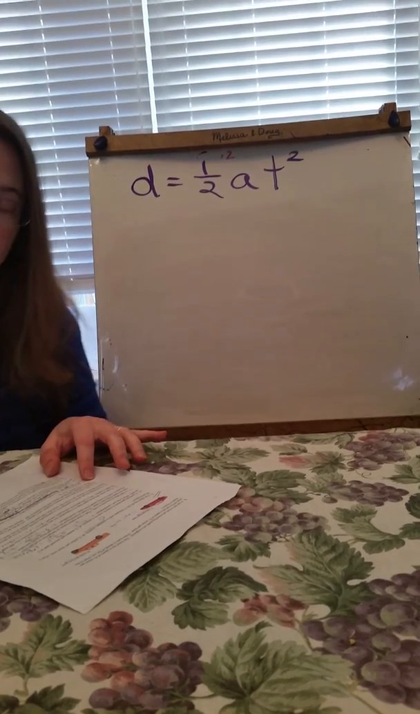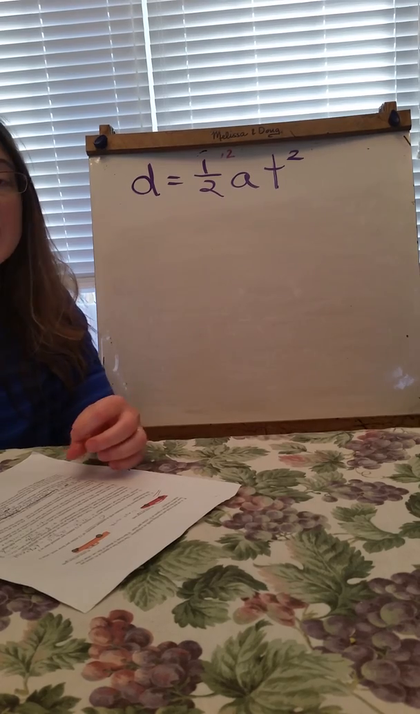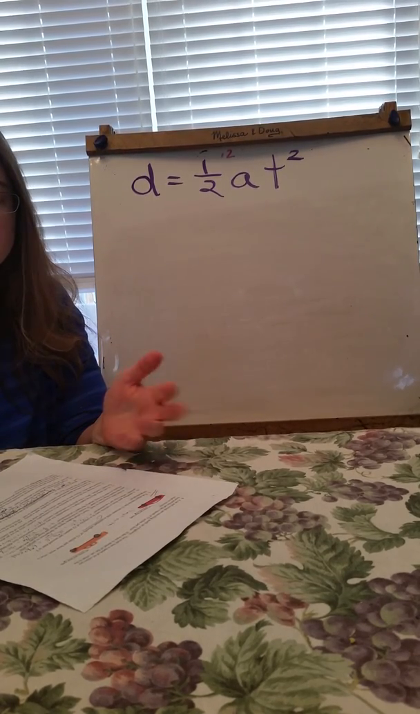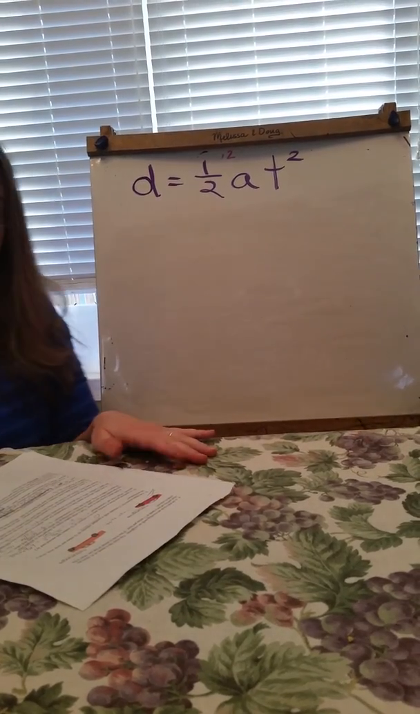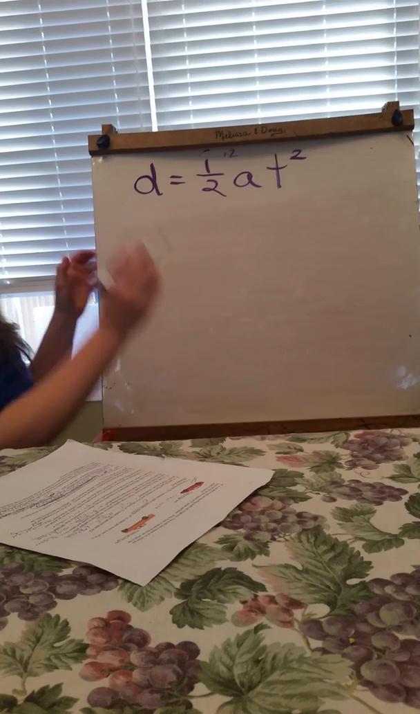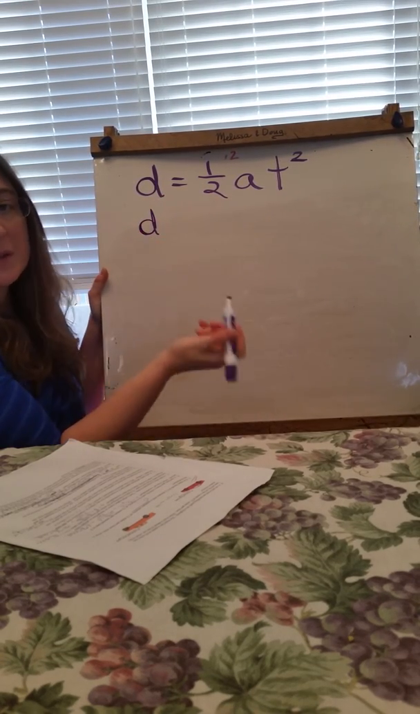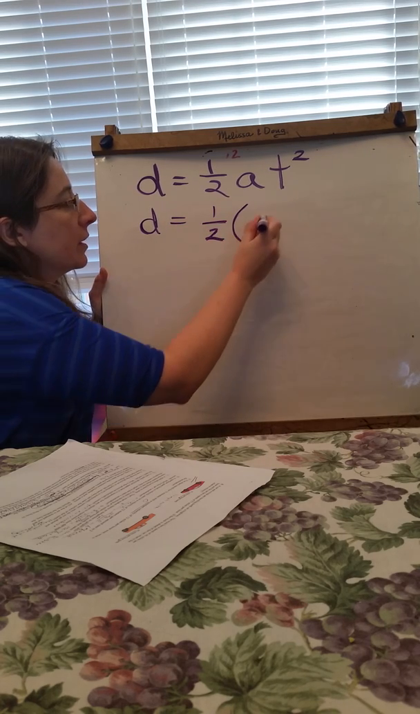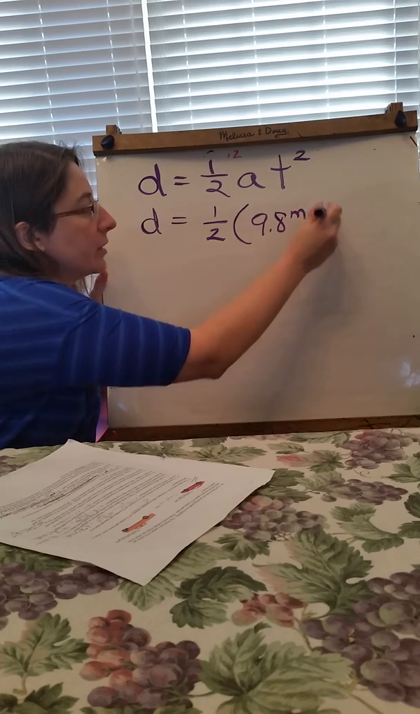So you need to give some indication of direction, whether it's putting a positive or negative sign in the answer or writing a word like the building is so many meters high or up or down or any sort of word that tells direction. So we'll just plug in. We want to know the height of the building, the distance the rock falls. So we have 1/2. Acceleration is 9.8 meters per second squared.